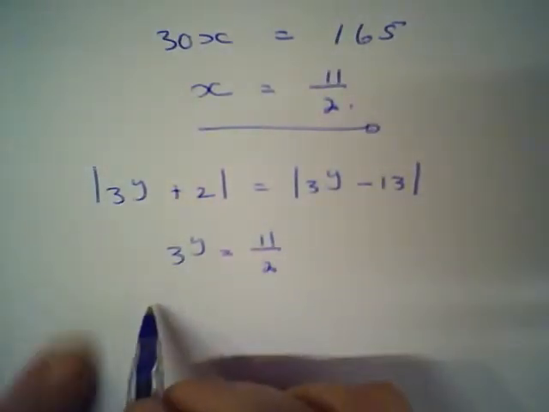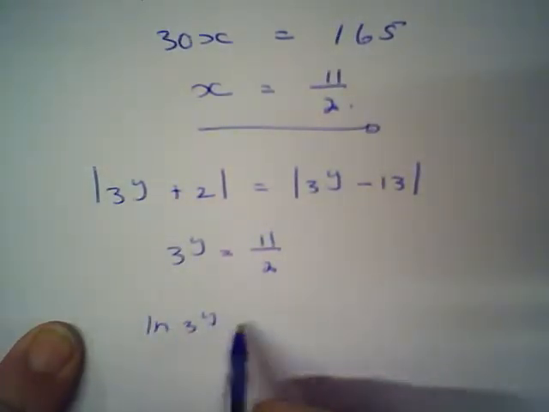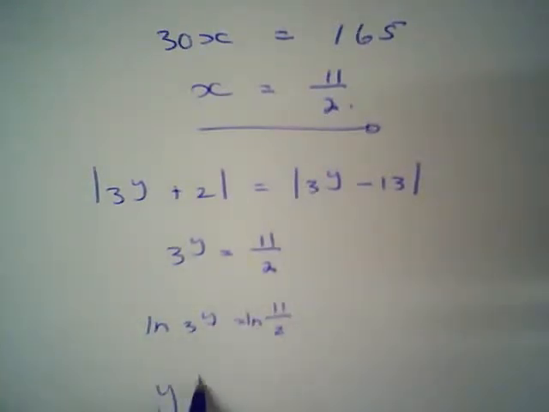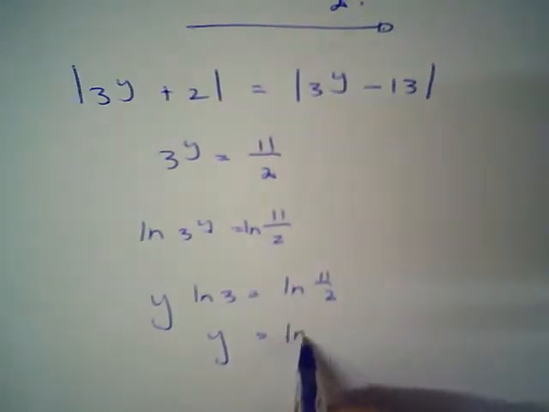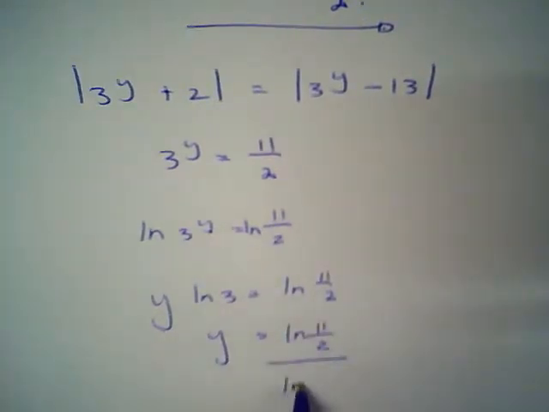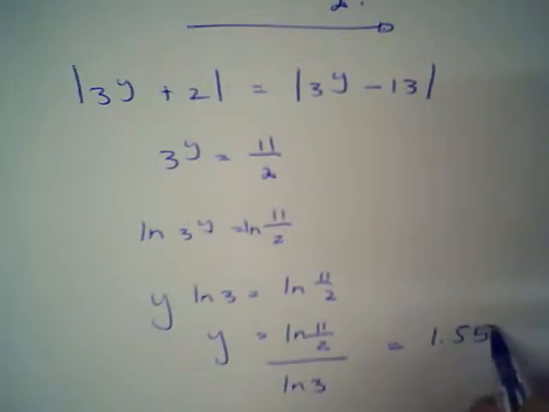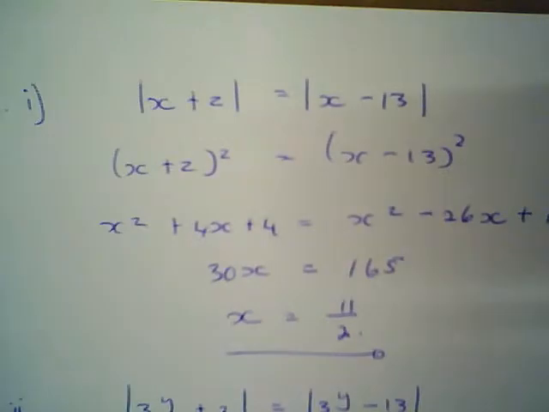So to solve this, I will take the natural log on both sides. Use the power rule and then solve for y. Now this answer is a bit mushy at the moment. We can use our calculator to simplify it because they say to 3 significant figures. So I get 1.55 for my answer there. Okay, good. So that's the conclusion of question 1.